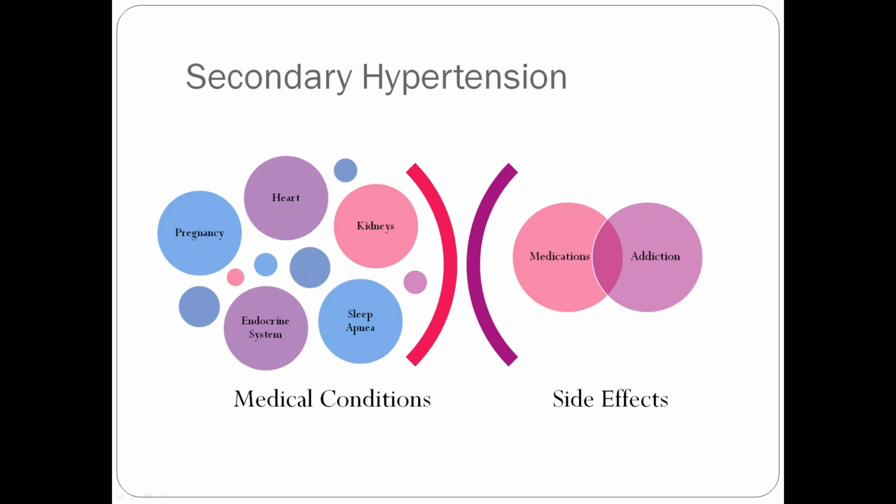Secondary hypertension occurs approximately 5% of the time and is related to an underlying condition that can occur in relation to diseases that affect the heart, kidneys, endocrine system, or in people that have sleep apnea or who are pregnant. Various medications, such as pain relievers, birth control pills, antidepressants, and illicit substances can cause high blood pressure in some people.